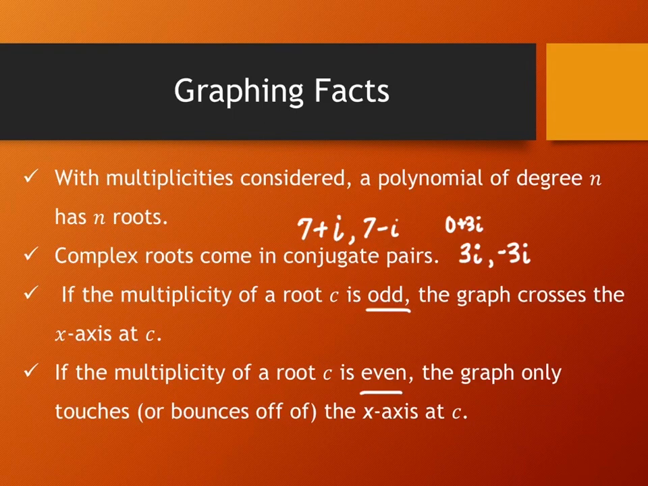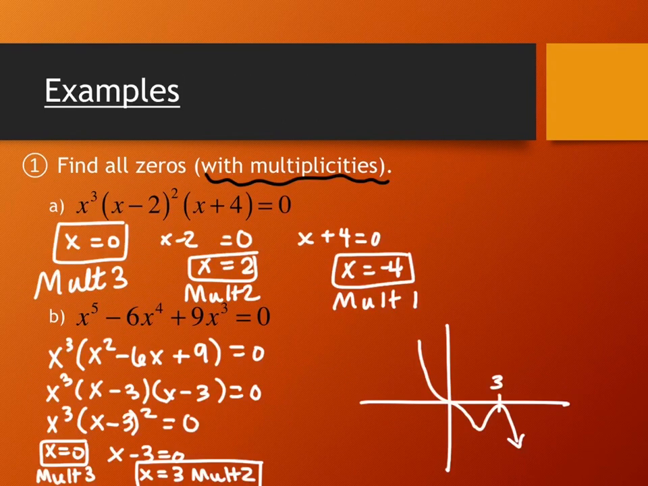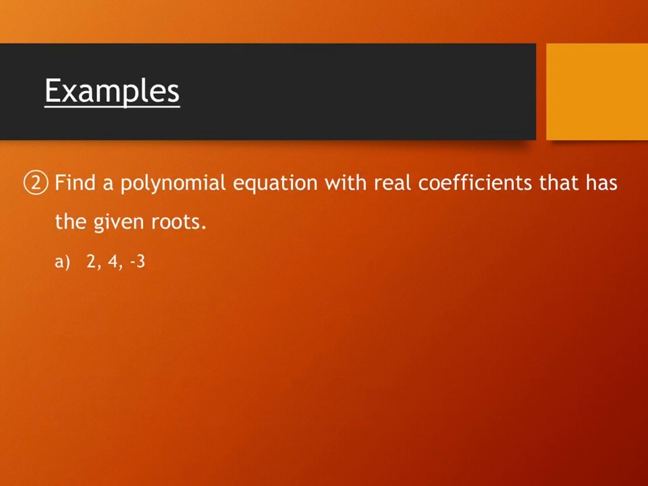Okay, we're going to do some examples now of how to use some of this information in the reverse way. On the previous example, you were given the polynomials and you were asked to find the zeros. Now you're going to be given the zeros or the roots and you're asked to find the polynomial. Okay? So the first thing you need to know is that this is a polynomial equation, which means you need to give it a name.